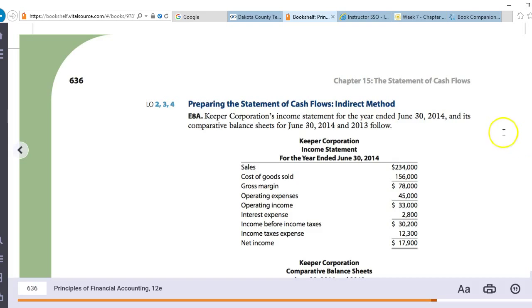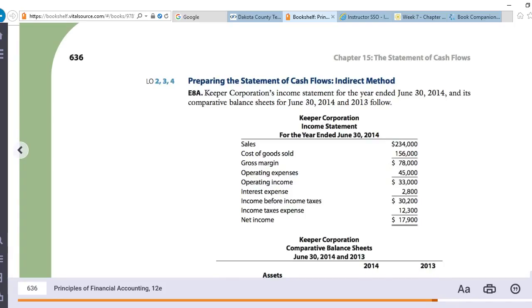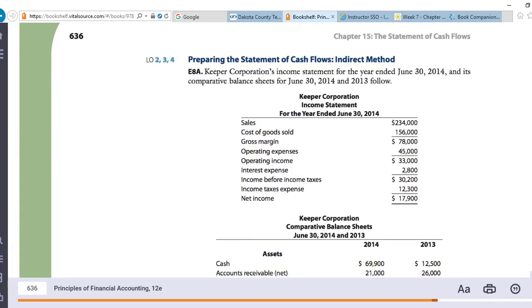Let's look at E8A. Keeper Corporation's income statement for the year ended June 30th, 2014, and its comparative balance sheet for 2014 and 2013 follow.